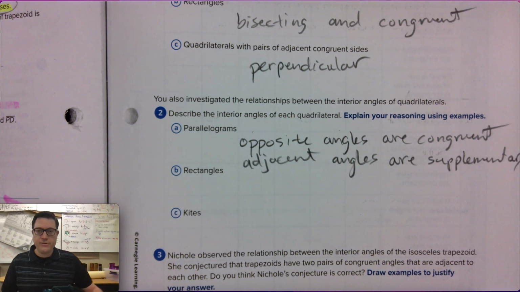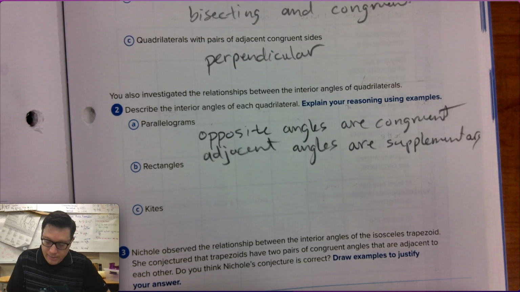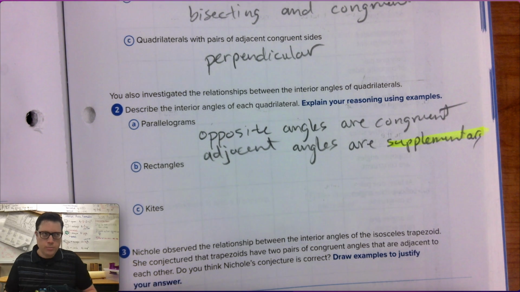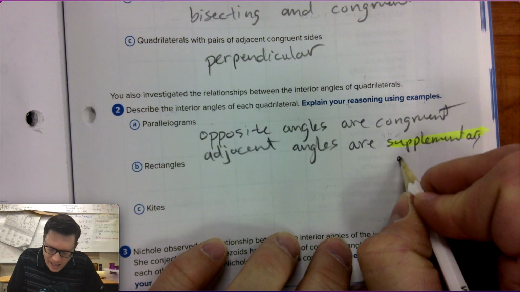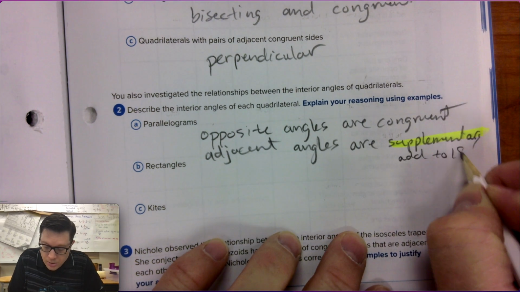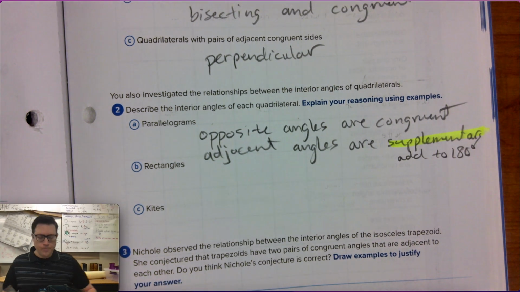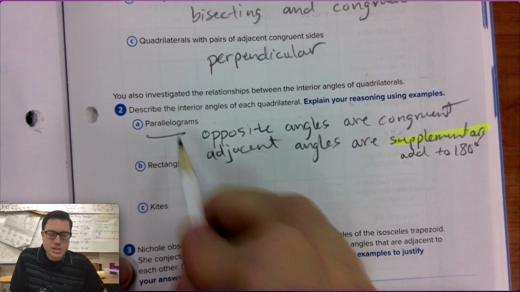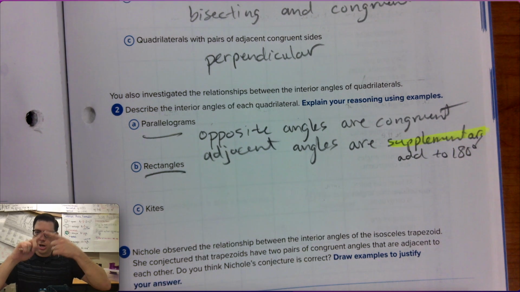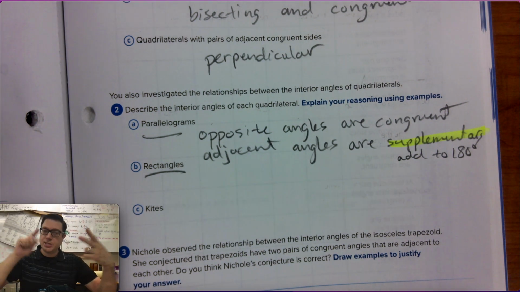That's a vocab word I haven't used often enough, so I'm going to highlight it and say what it means or what it tells us. That means they add to, that's right, our common math word. Rectangles. Rectangles are the same as parallelograms. Their opposite angles are congruent and adjacent angles are supplementary.